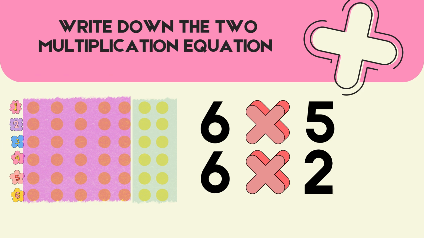Now tell me something that you notice. That's interesting. The sixes are the same. And 5 plus 2 is 7. So you have 6 times 7. Let's keep going.